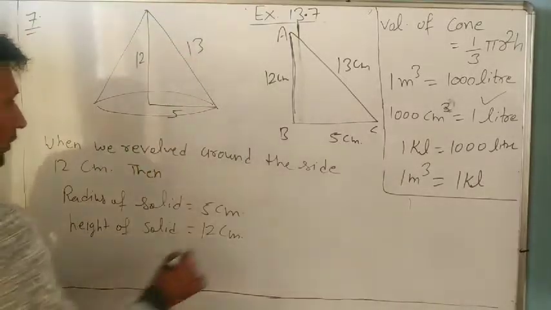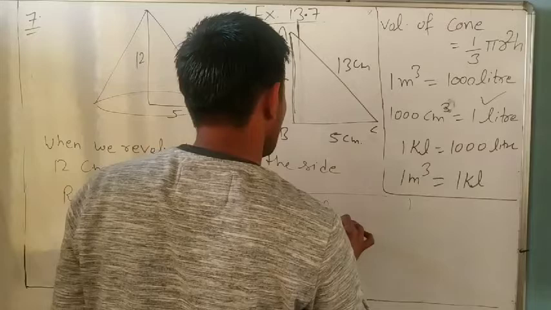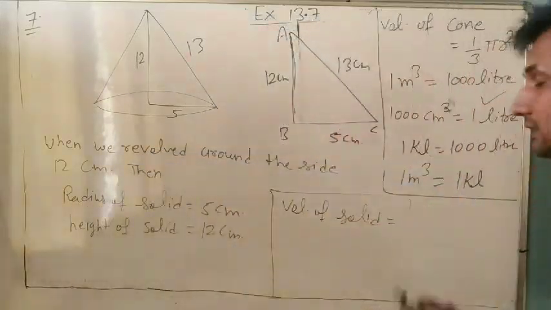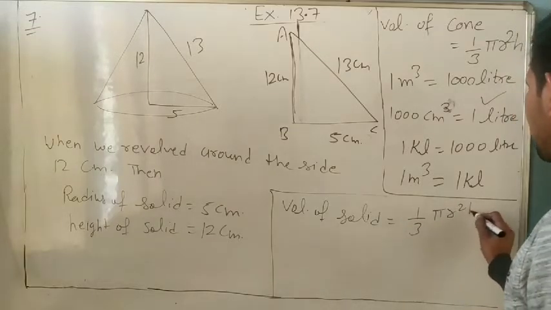So volume, everyone knows. Volume of solid, the solid is in which shape? It is in shape of a cone. 1 by 3 pi r square h.